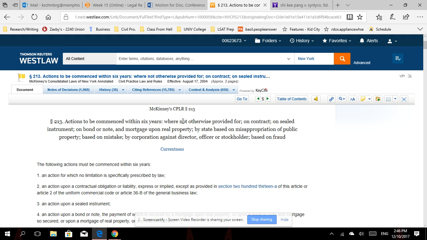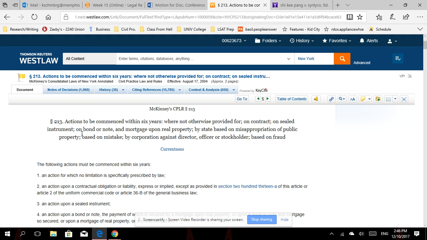Actions to be commenced within 6 years where not otherwise provided for: on contract, on sealed instrument, on bond or note, and mortgage upon real property, by state based on misappropriation of public property, based on mistake, by corporation against director, officer, or stockholder, based on fraud. The following actions must be commenced within 6 years: an action upon a contractual obligation or liability, basically a contract, express or implied, except as provided in Section 213-a of this article, or Article 2 of the Uniform Commercial Code, or Article 36-B of the General Business Law.